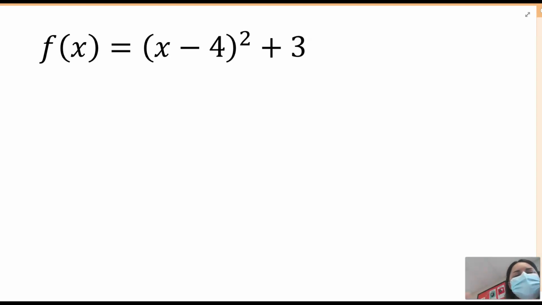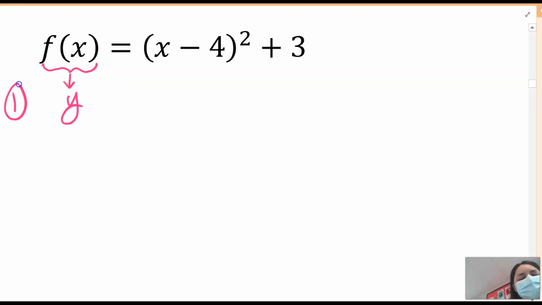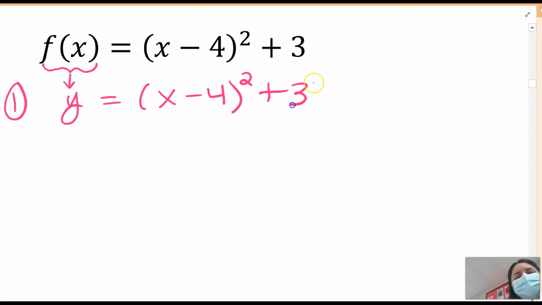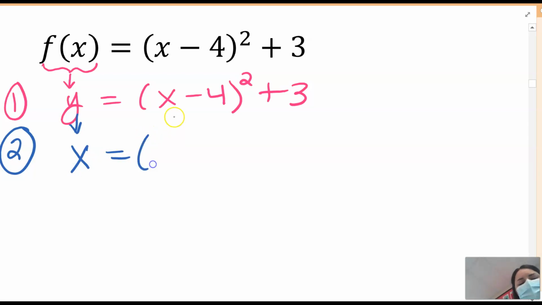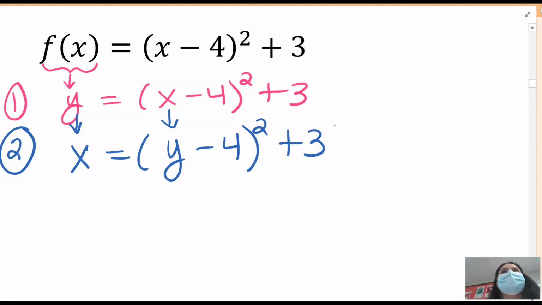All right, so if we look back to the steps, step number 1 says to change f of x to y. So I'm going to change this f of x into a y. That's my step number 1. So y is equal to (x minus 4) to the second power plus 3. All I did was change function notation to y. Then step number 2 says to switch the x and the y. So the y becomes an x, and my x becomes a y, and everything else stays the same. You do not change anything else from the rest of the equation, okay?